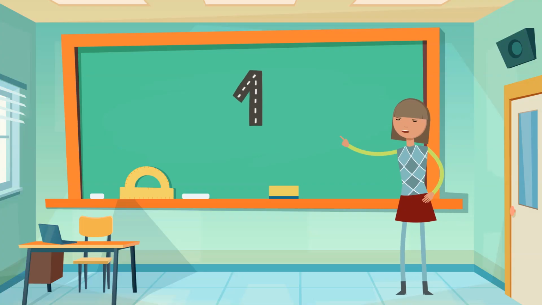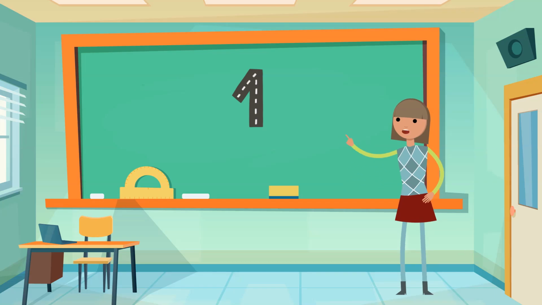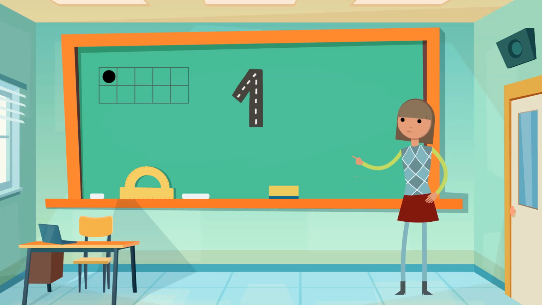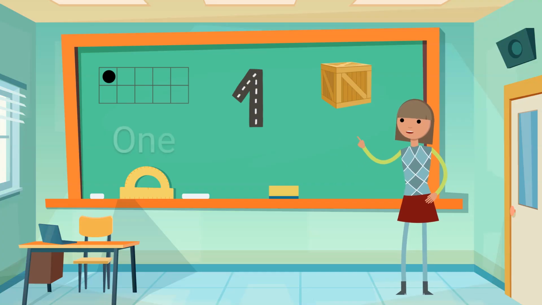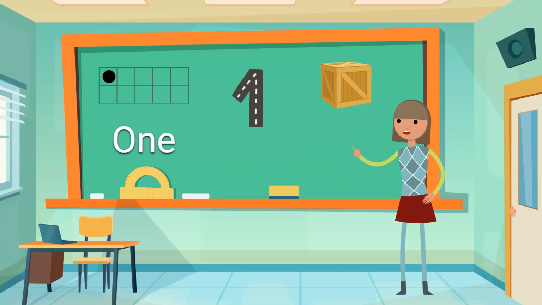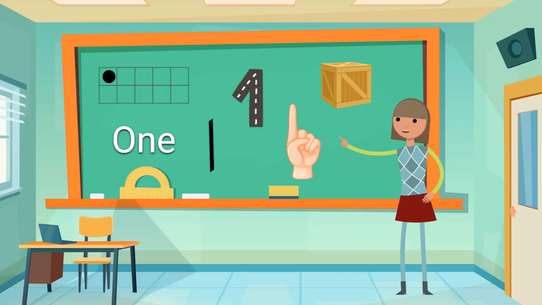Now, this is number 1, and you can represent number 1 with one dot in a tens frame, with an object, writing number 1 with letters, showing number 1 with your finger, or using a tally mark.